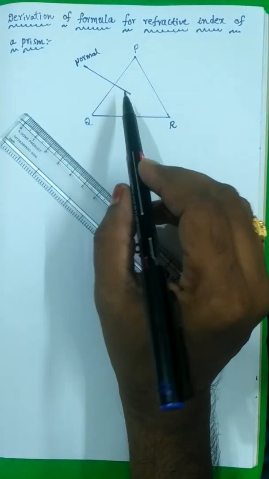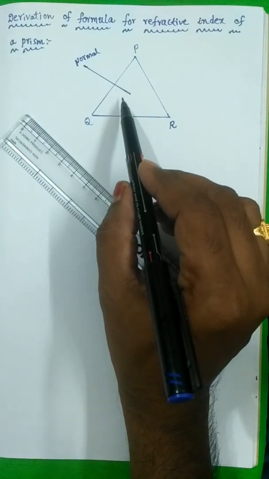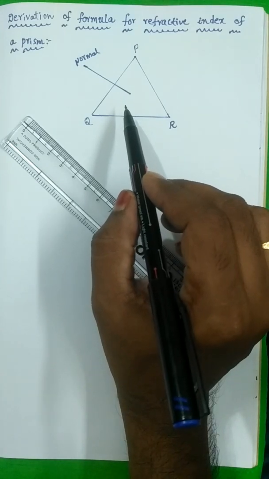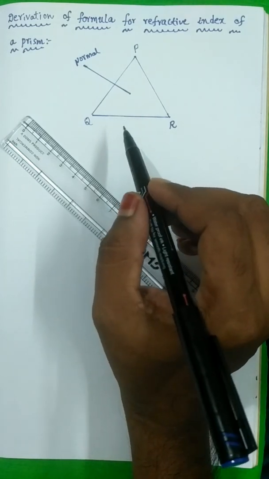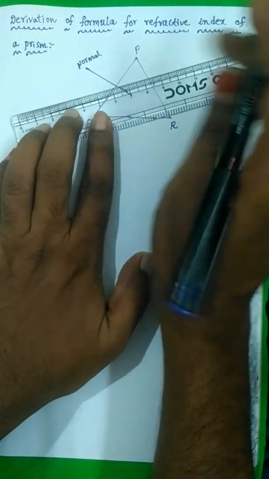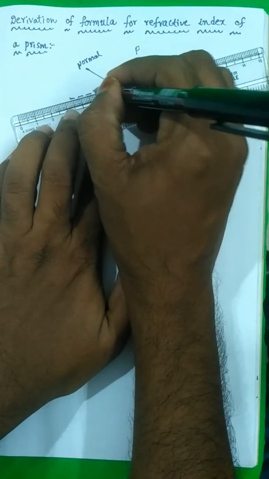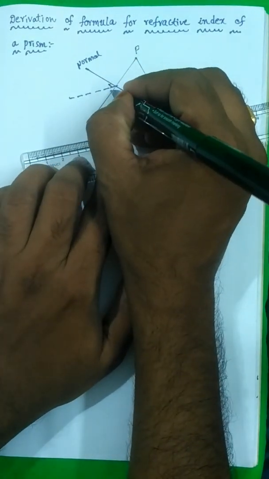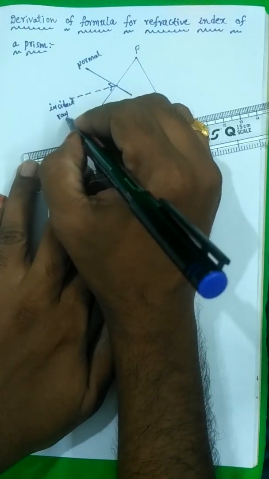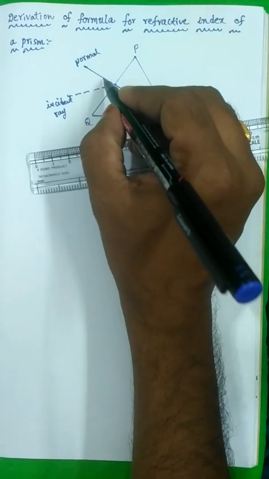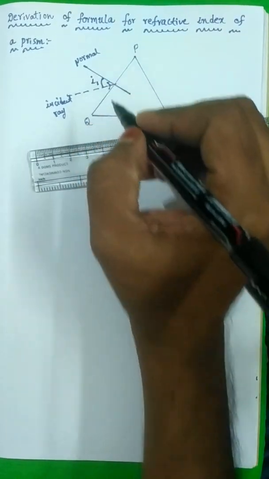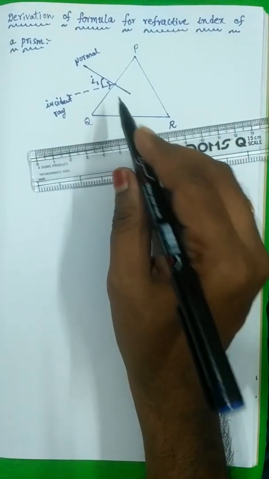Our aim is to derive the formula for the refractive index in terms of the angle of incidence and also the deviation. For that, we take a ray. This ray is incident on a particular point, so it is called the incident ray. This incident ray makes an angle with the normal, called the angle of incidence, which I am calling I1.